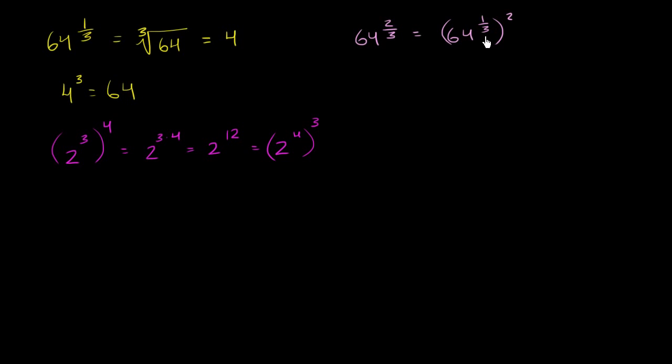Now, why did I do this? Well, we already know what 64 to the 1/3 power is. We just calculated that. That's equal to 4. So we could say that this is equal to 4 squared, which is equal to 16. So 64 to the 2/3 power is equal to 16. The way I think of it, let me find the cube root of 64, which is 4, and then let me square it. And that is going to get me to 16.